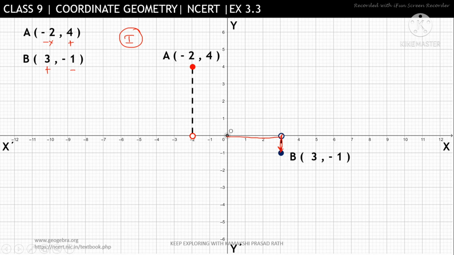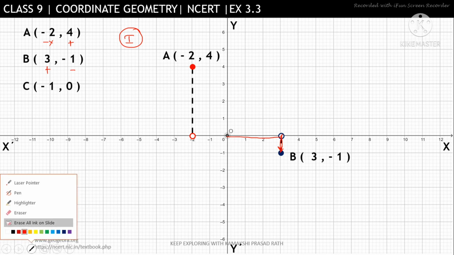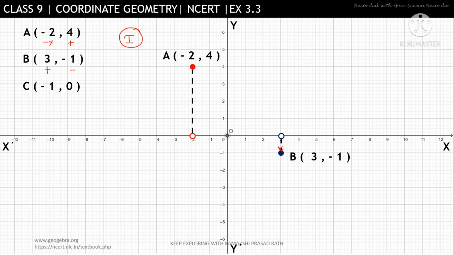Next, the point C. Now C is (-1, 0). Negative, so we go to the negative side. So 1 unit towards the negative x. So we have reached this point. Now from here we have to find the y coordinate, but the y coordinate is 0.